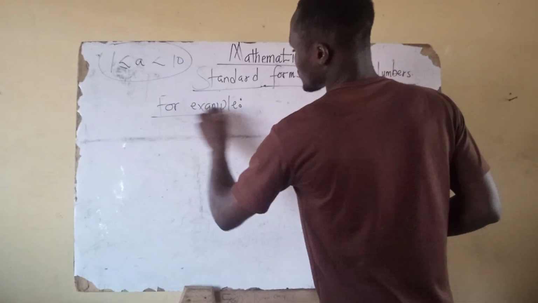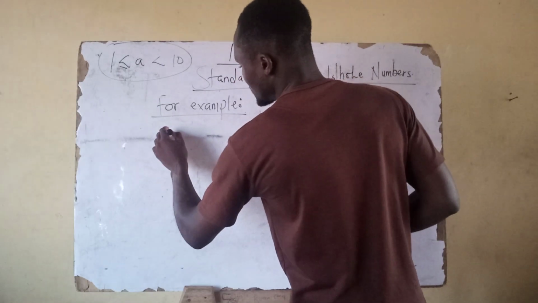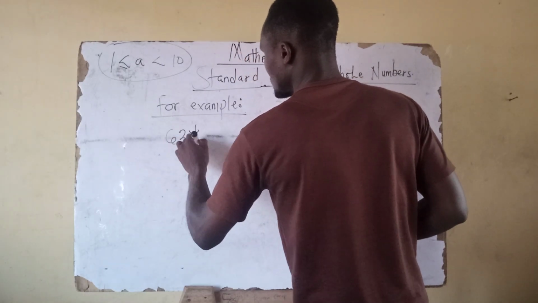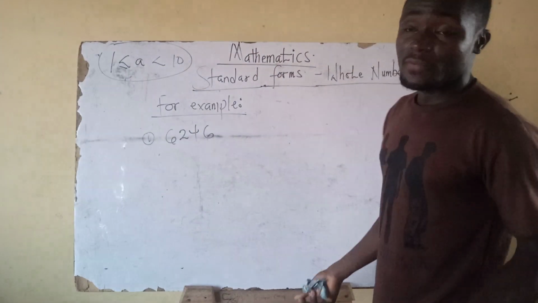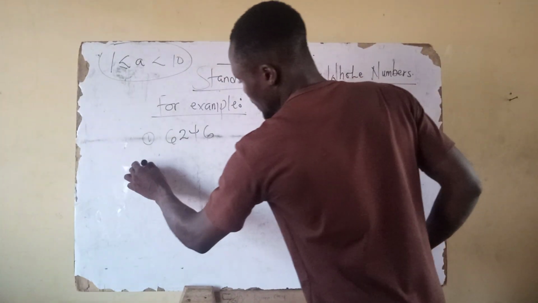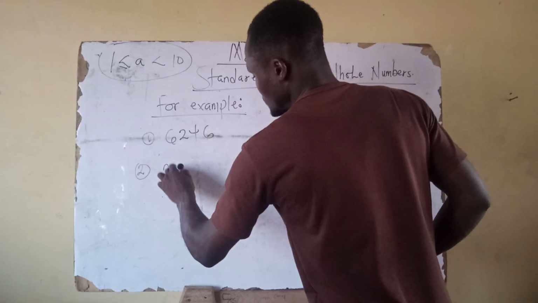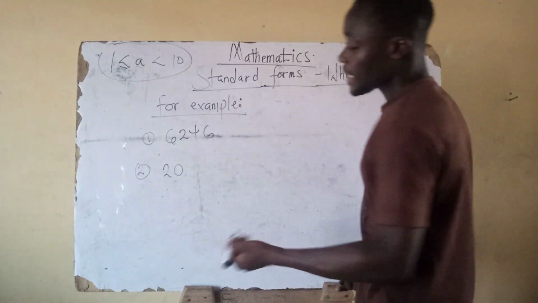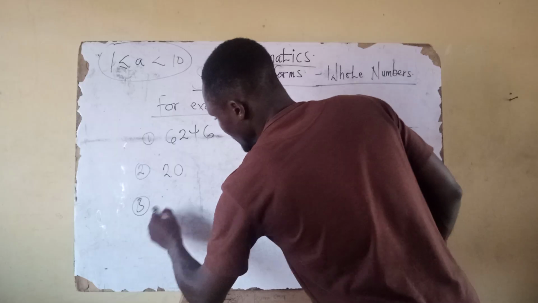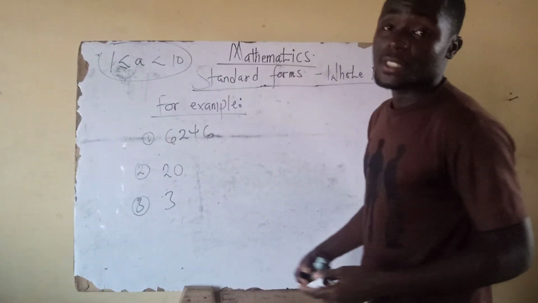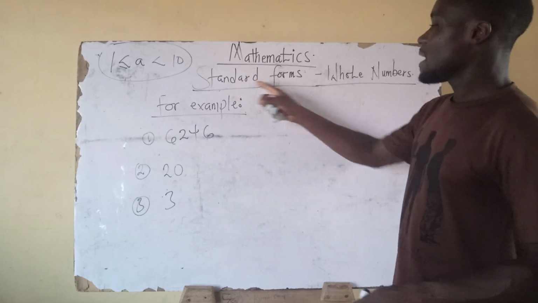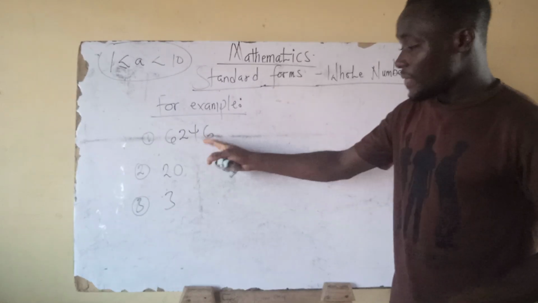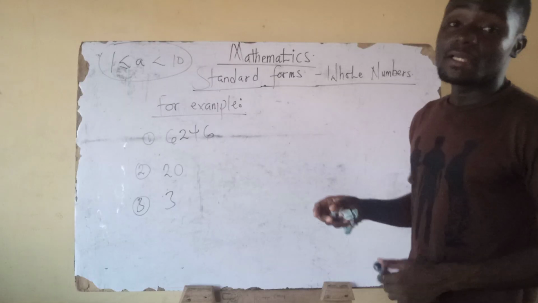For example, I can have, let's say, this can be an example of a whole number. I can also have 20 as a whole number. I can also have 3 as a whole number. Alright, now let's see how to write these whole numbers in their standard form.